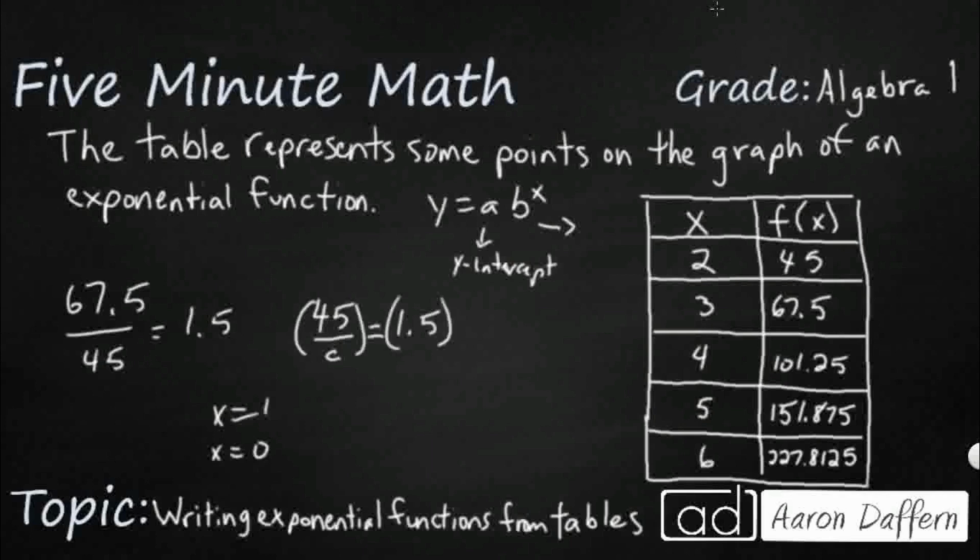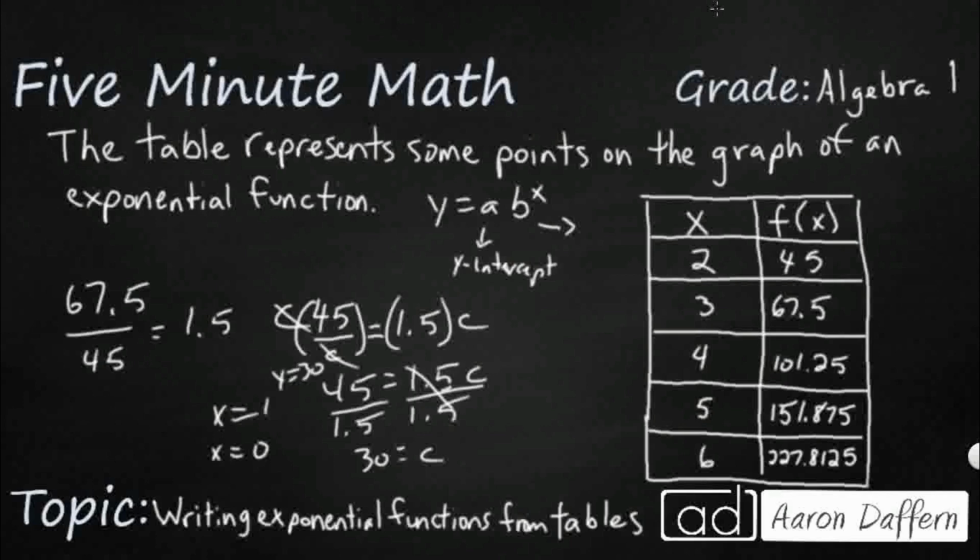So we need to multiply both sides by c to get that out of the denominator. So it's 45 equals 1.5c. So basically what we're doing is we're just dividing both sides by 1.5 to get that growth factor out of there, and that's going to be 30. All right, so x equals 1, well then y equals 30.